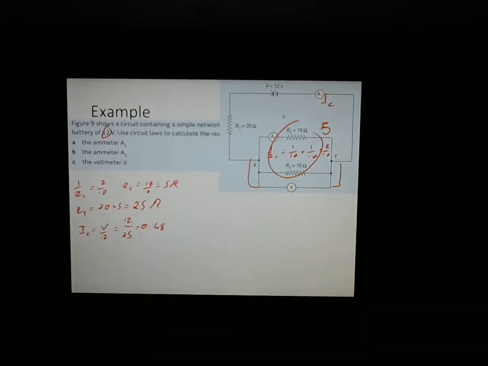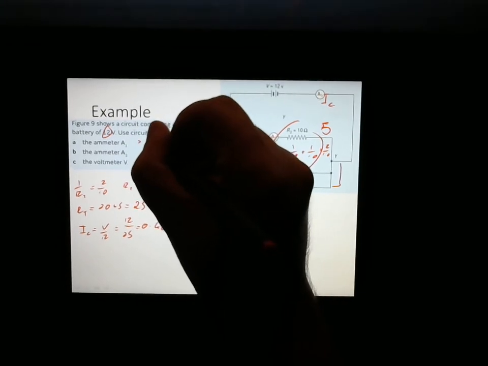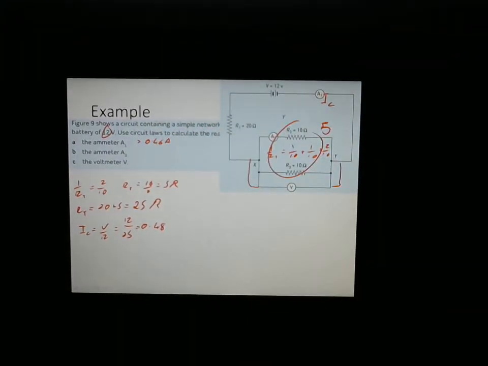I would recommend, if you're doing questions like these and your current gives you some sort of repeating decimal, feel free to write that for your answer for the workbook, but then go back to keep using the fraction as your calculation value, because it's likely that your fraction will simplify and then you won't have as much error in your final answer. But we've worked out A, so we've got our 0.48 amps. Okay, let's move on to B.